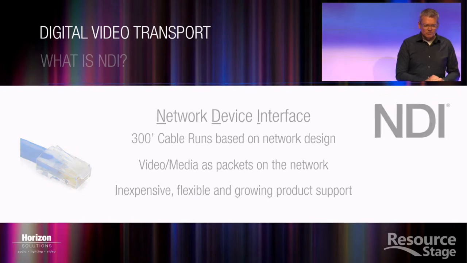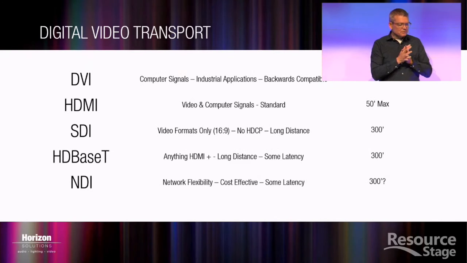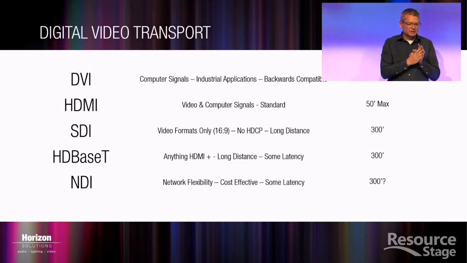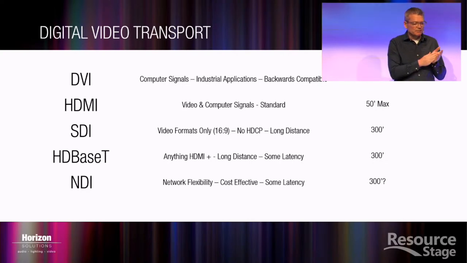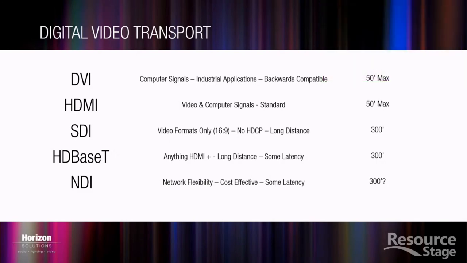So just a quick overview of the things that we talked about. DVI is computer signal. It's got some industrial applications, backwards compatible with VGA, but it goes up to about 50 feet. HDMI is video and computer signals, okay? So it no longer is just computer. I've never seen a Blu-ray player with a DVI connector on the back of it.